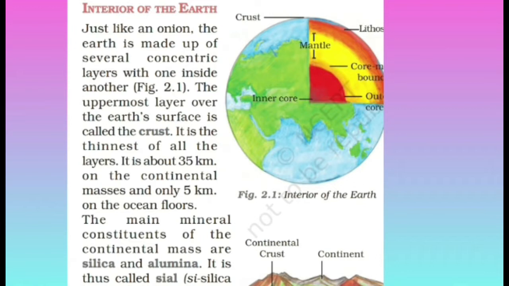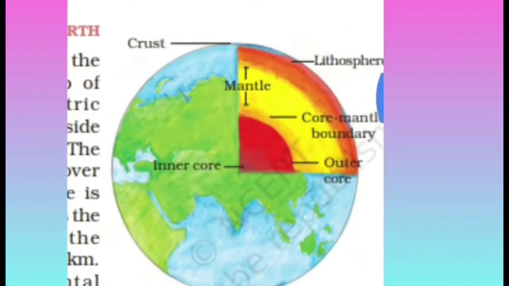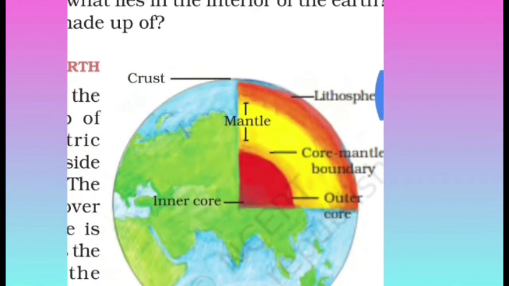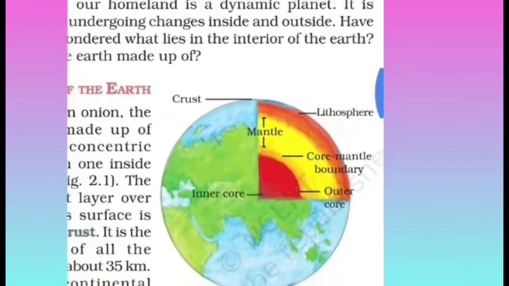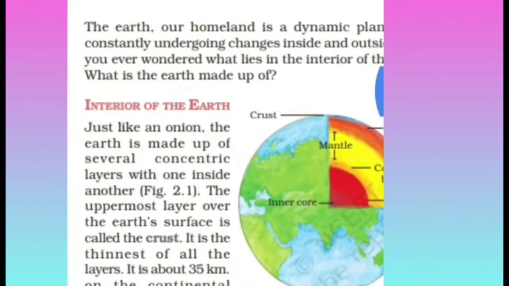So the uppermost layer of the earth is called the crust. Just as you can see in the picture here, the topmost layer is called the crust. And it is the tiniest of all the layers.